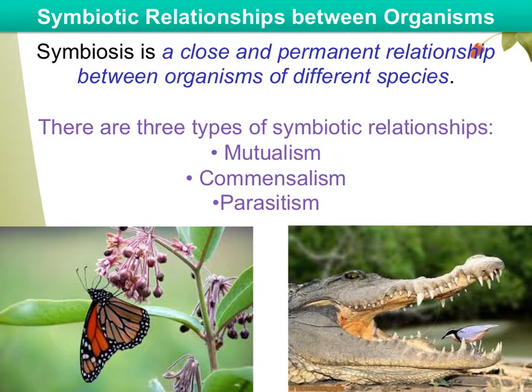Symbiosis is the general or overarching term that describes relationships between organisms. And there's 3 types of symbiotic relationships that we need to be familiar with. The first one is mutualism, the second one is commensalism, and the third one is parasitism.